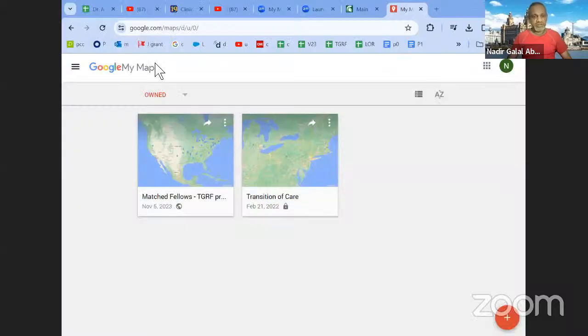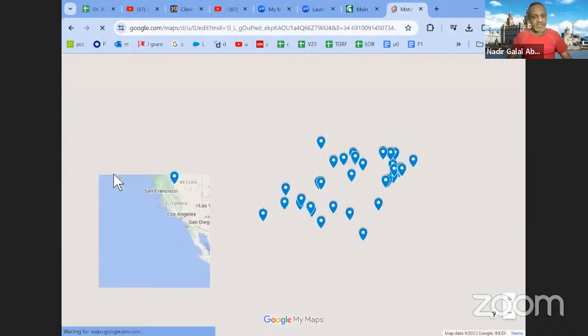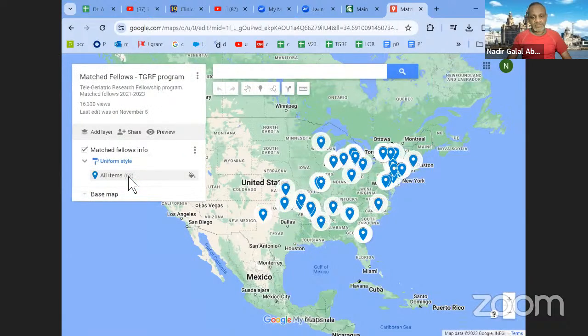So this is a website, mymaps.google.com. When you log in, you can create a new map. This is the map that I showed you. I can edit that and I can update the information. There are 62 items or fellows in this map. So I can edit this information and I can update it if there is one or more new fellows who accepted to programs. They can let me know and then we can add them.